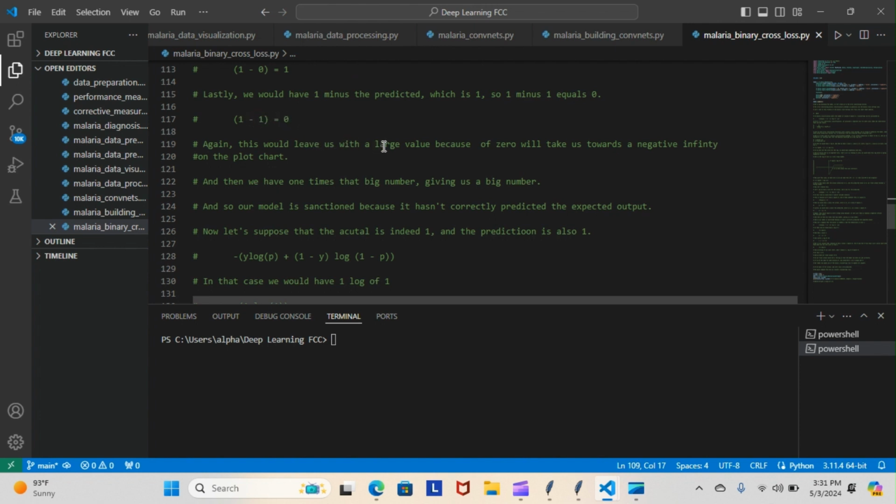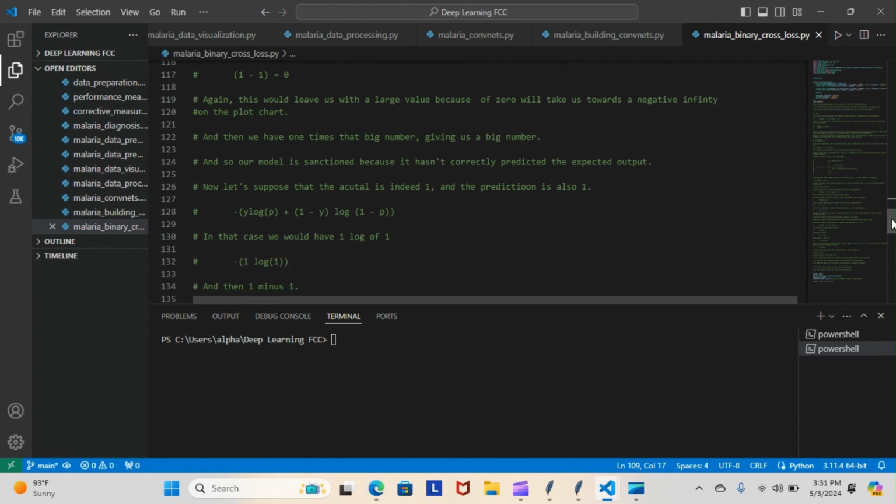Again, this will leave us with a large value because of 0, which will take us towards a negative infinity on a plot chart, like we showed you yesterday. When x was leaning towards 0, it was heading towards an infinity type character, or a very large number. And then we will have 1 times that big number giving us a big number, because 1 times anything will be itself. So if we have a big number times 1, we're going to get back a big number. And so our model is sanctioned because it hasn't correctly predicted the expected output.